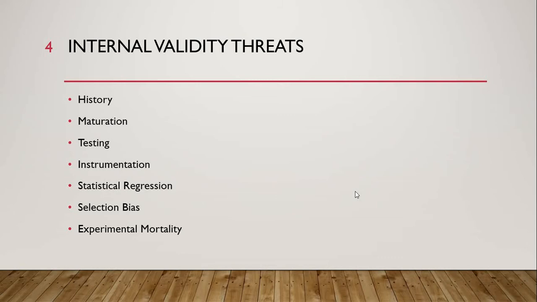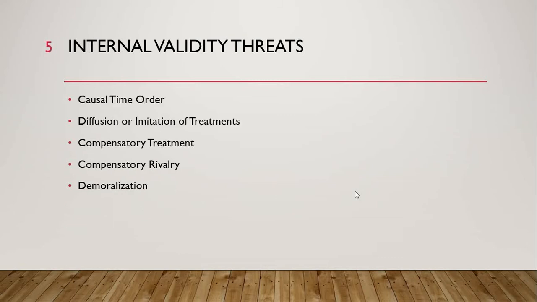A lot won't. For example, diffusion or imitation of treatments probably won't apply unless you're looking at an experiment that had a treatment control group and interactions among the folks in those groups. Same deal with compensatory treatment, compensatory rivalry, and demoralization. Most of these only have to do with experiments. Okay, so again, it's going to be up to you to figure out which of these threats apply to your study.